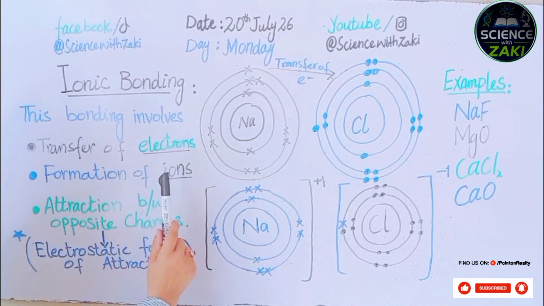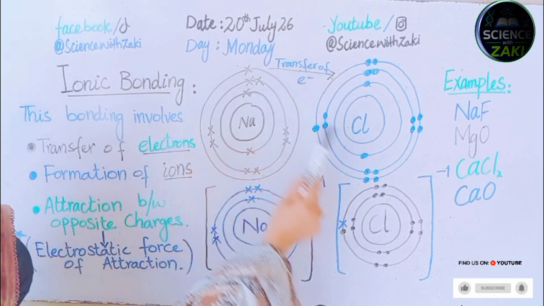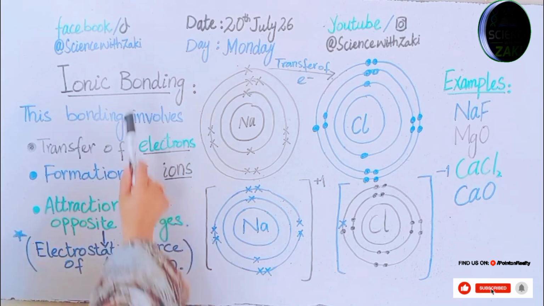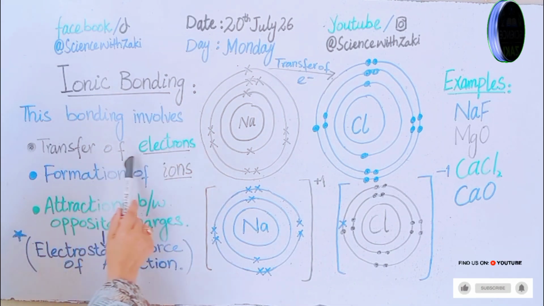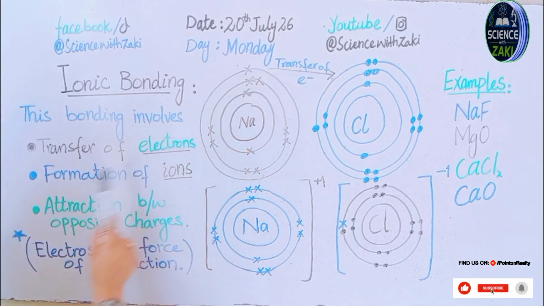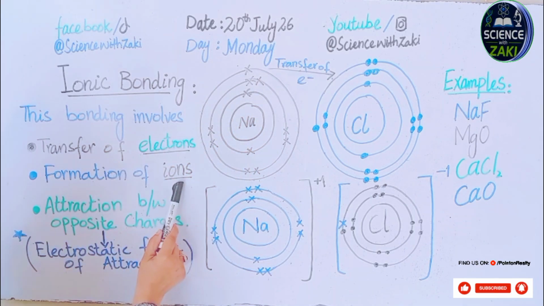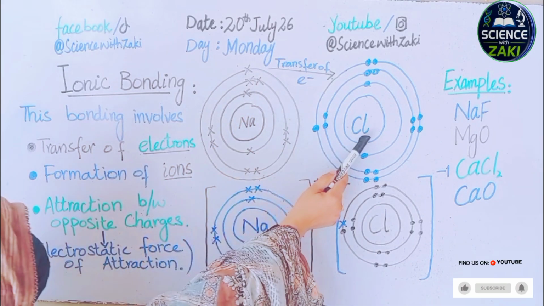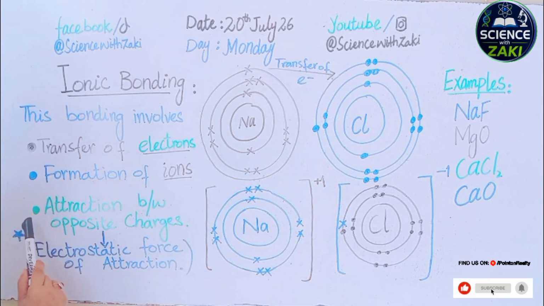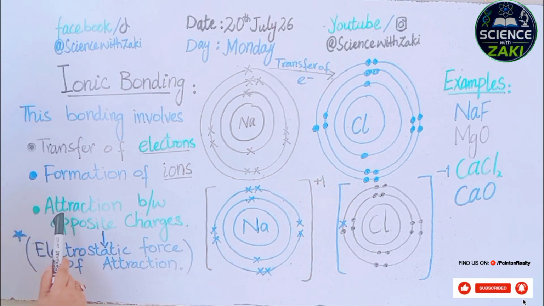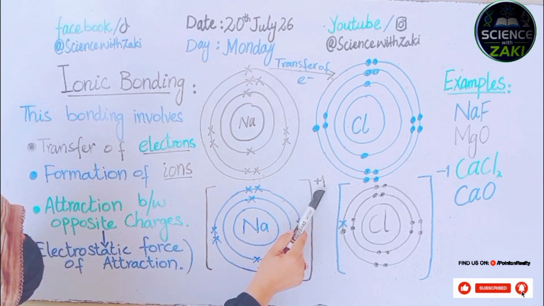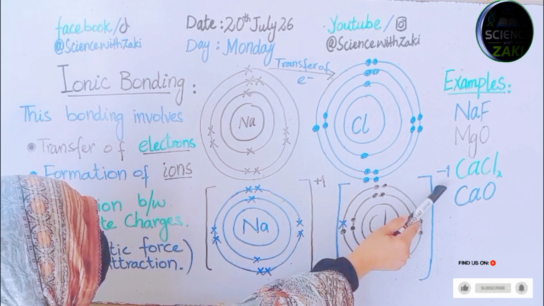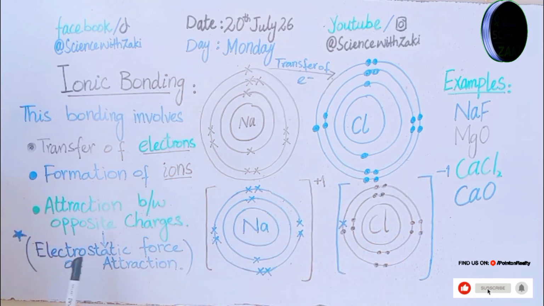Students, it is very clear from the diagram on the board that ionic bonding involves step number 1, transfer of electrons, then formation of ions. Sodium is a cation and chlorine is an anion. And very important, it creates attraction between opposite charges: sodium having a positive 1 charge, chlorine having a negative 1 charge.